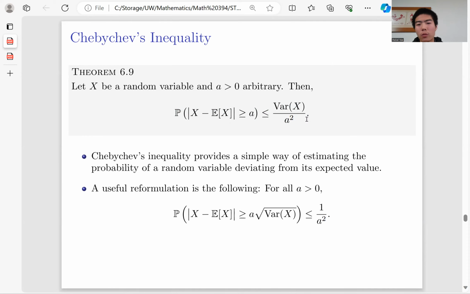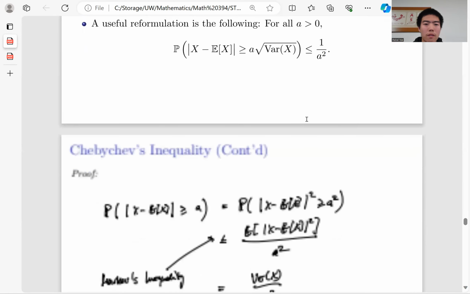It's a formula that we can use to estimate, for example, the probability of a value deviating from its mean value or the expected value should be at most what percent. So this is the meaning of Chebyshev's inequality.